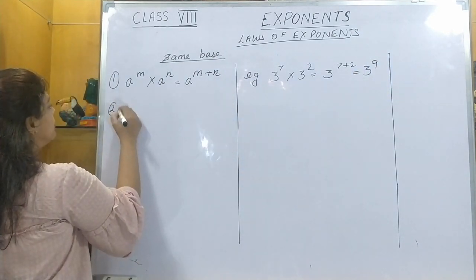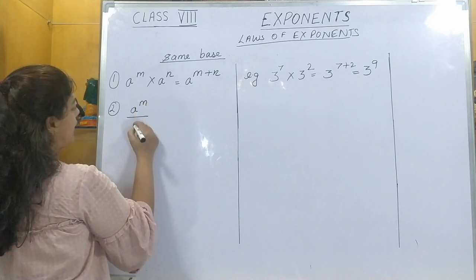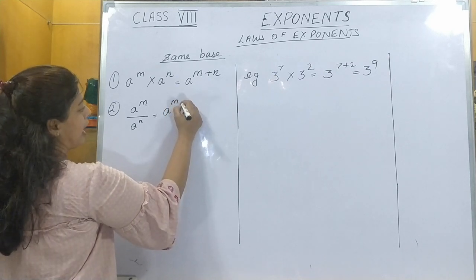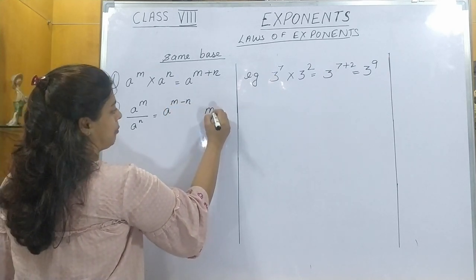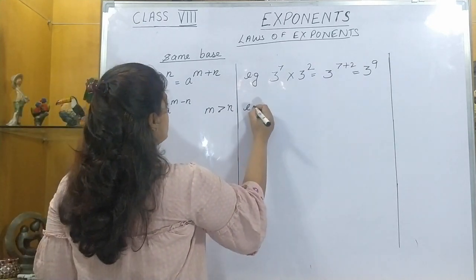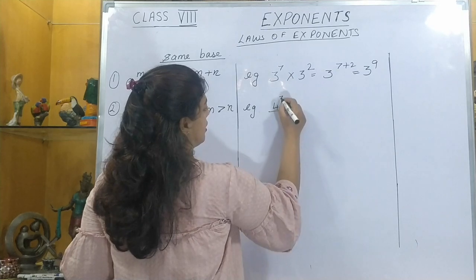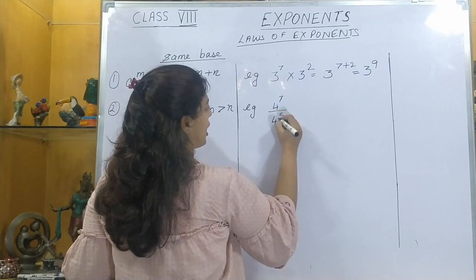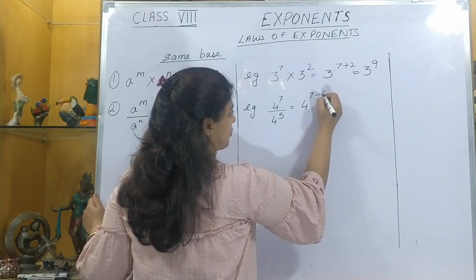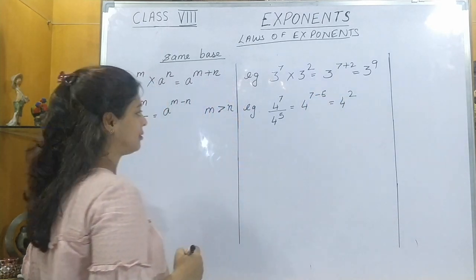Second law is a raised to the power of m divided by a raised to the power of n will give me a raised to the power of m minus n, where m is greater than n. For example, if I have 4 raised to the power of 7 divided by 4 raised to the power of 5, this will give me 4 raised to the power of 7 minus 5, which is 4 raised to the power of 2, or 4 square.